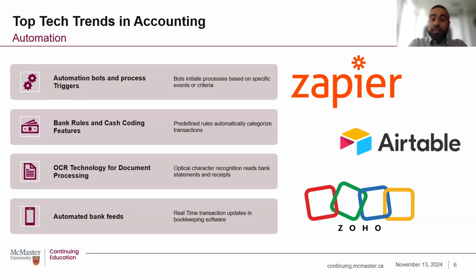So Zapier, Airtable, Zoho, where once an email is received from a client, that will basically be a trigger for something else to happen. And then when that happens, the next task gets completed, and then another trigger goes off, and another task gets started. So I'll give you an example. At our office, we've set up that whenever we send out invoices or finish work, we'll have an invoice ready to go as soon as we send it off.